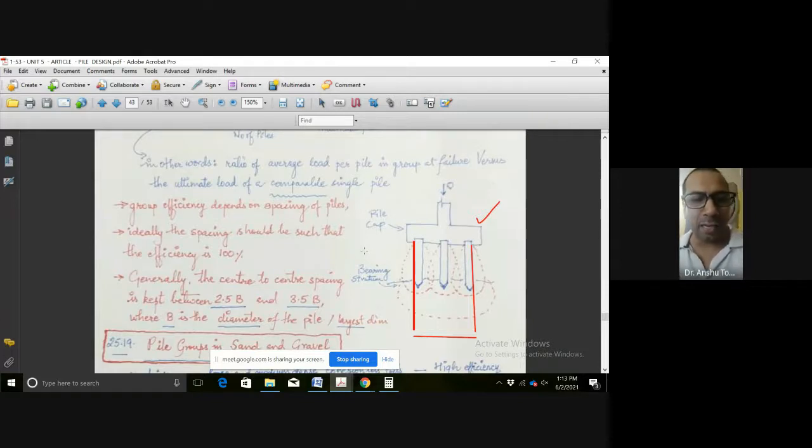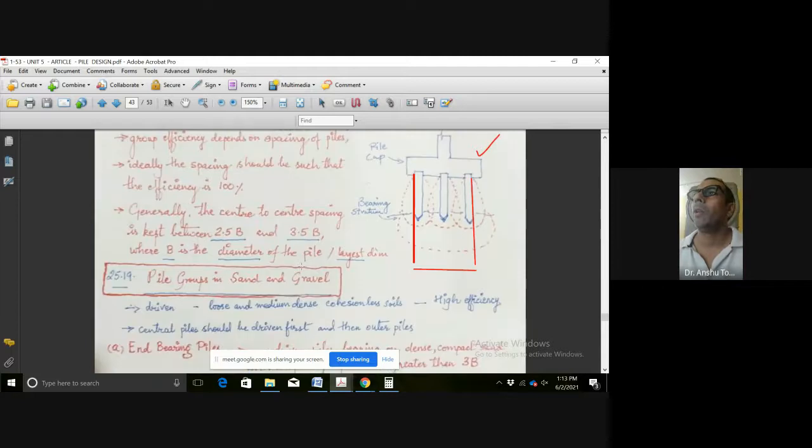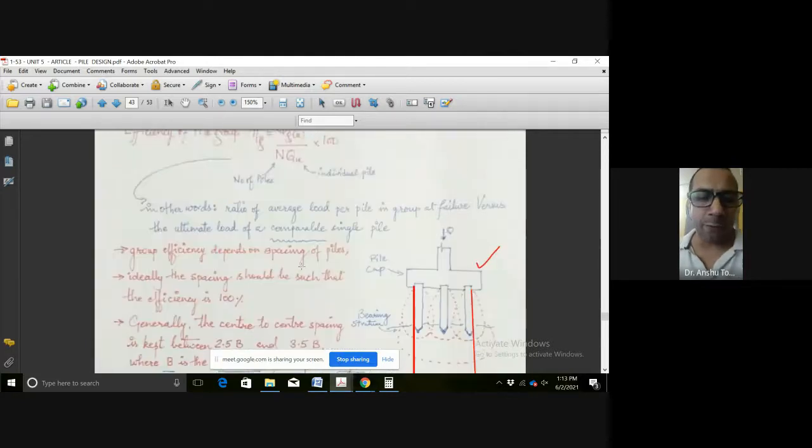जो ग्रुप से निकल के वैल्यू आई उसको आपने डिवाइड किया, वहां से आपको एक वैल्यू मिली. Now you can divide 400 upon 453. 453 किलो न्यूटन आपने निकाला था फॉर्मूला से इंडिविजुअल पाइल कैपेसिटी. So 400 divided by 453 into 100 will give the same efficiency. So that is actually a way of checking out what is the average value of the pile capacity coming out of the group calculation.